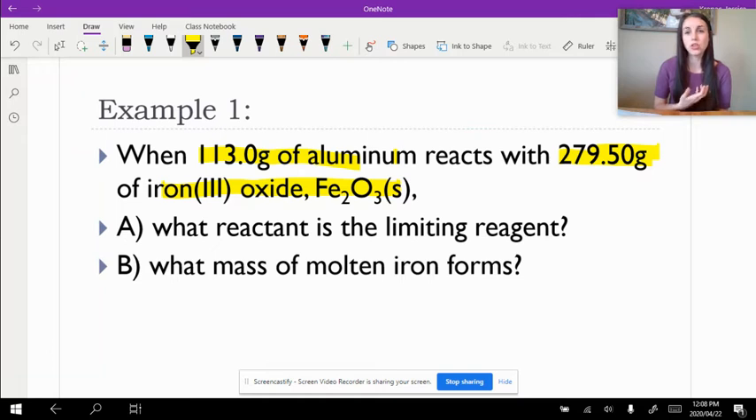The only new difference that we're making here is we're giving you two masses, and you need to figure out which one to use. So we need to figure out, using these two masses, which one is the limiting reagent, and use that mass to figure out the mass of our product. It's not as easy as seeing which one weighs less, because it doesn't matter for mass, it matters for moles. So we're going to use the same setup that we used last week.